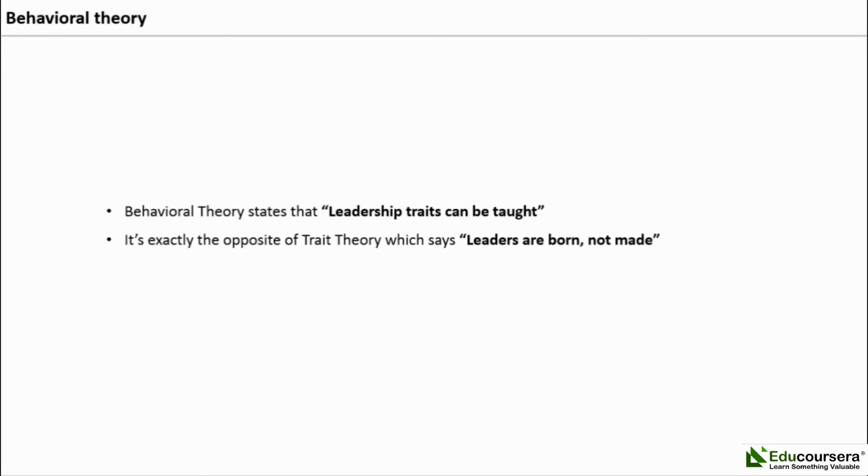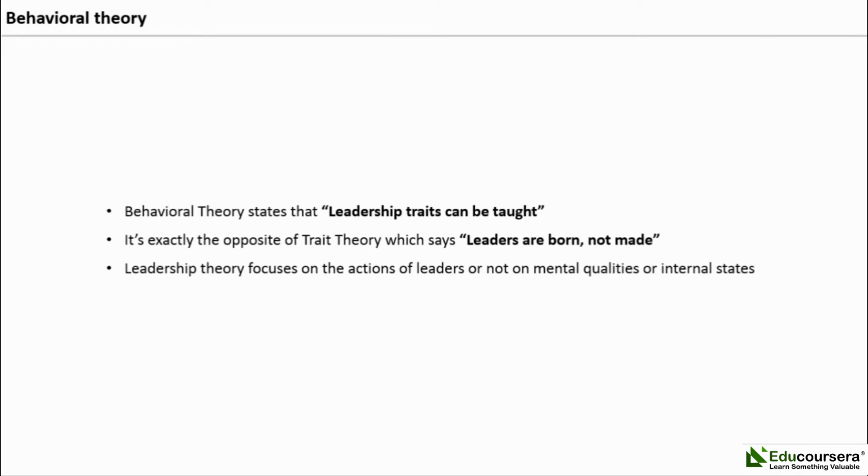Behavioral theory. Behavioral theory states that leadership traits can be taught. It's exactly the opposite of trait theory, which says leaders are born, not made. This leadership theory focuses on the actions of leaders, or how leaders behave in different situations, and not on mental qualities or internal states. According to this theory, people can learn to become leaders through teaching and observation.